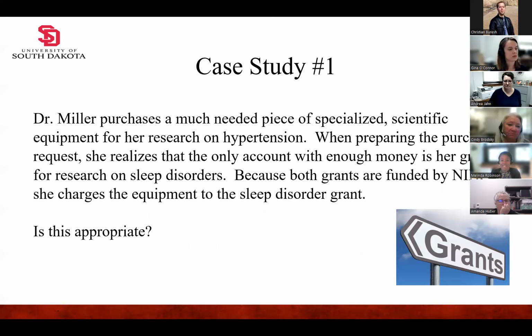So the first case study, Dr. Miller purchases a much needed piece of specialized scientific equipment for her research on hypertension. When preparing the purchase request, she realizes that the only account with enough money is her grant for research on sleep disorders. Because both grants are funded by NIH, she charges the equipment to the sleep disorder grant. Is this appropriate? And I think we're going to do a poll.